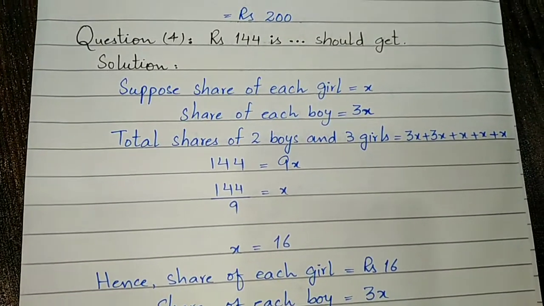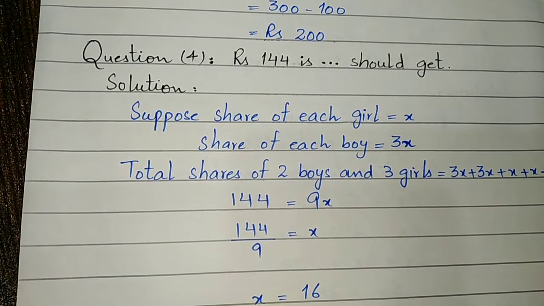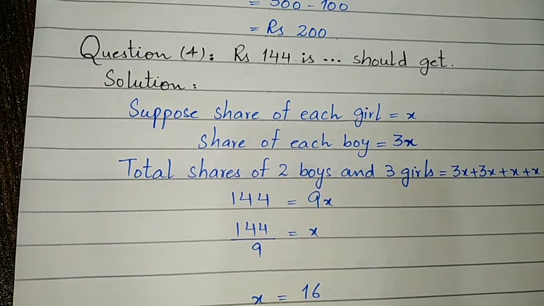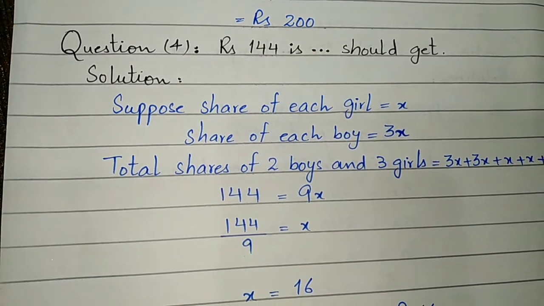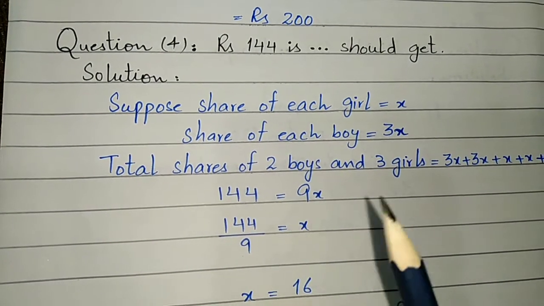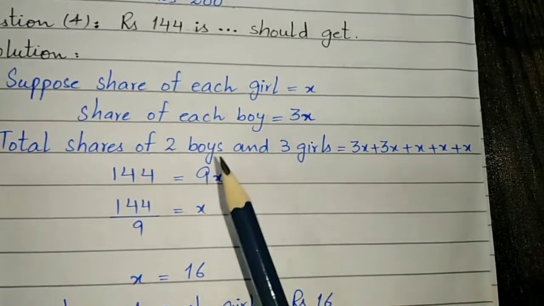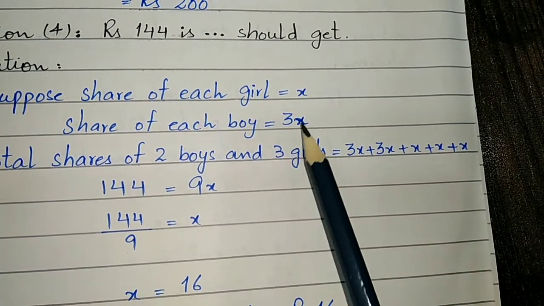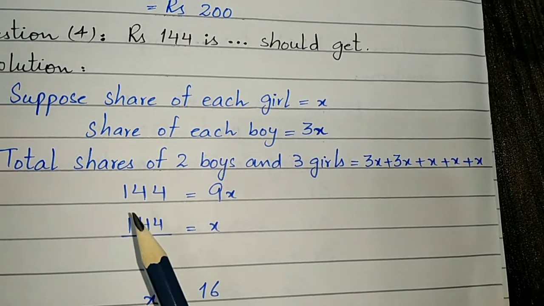So firstly we have to suppose the share of each girl is x, and according to the condition they said each boy gets 3 times as much as each girl gets. So it means the share of each boy will be 3 times x. Now there are 2 boys and 3 girls, so we have to write their shares. The total shares of 2 boys and 3 girls: 2 boys means 3x plus 3x, and 3 girls means x plus x plus x. And the total amount is given in the question, that is 144.